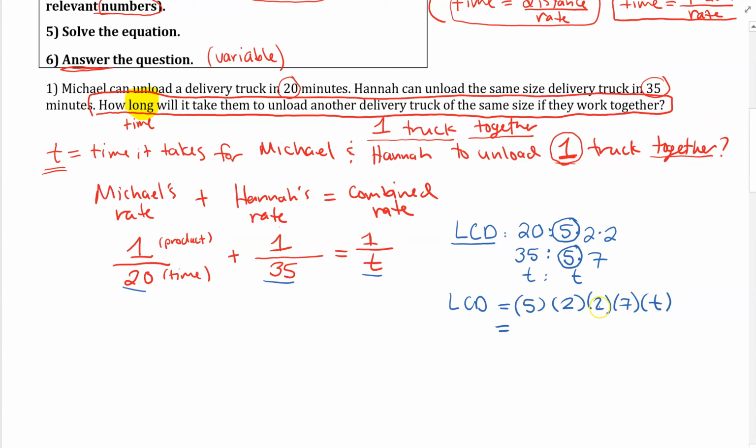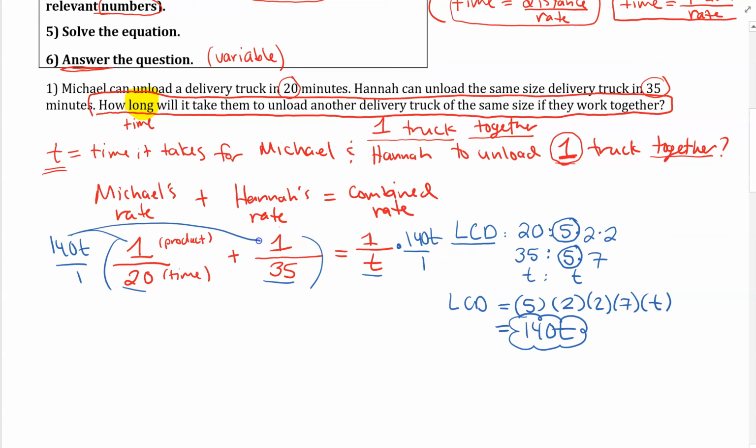5 times 2 is 10, and then 2 times 7 is 14, and then 10 times 14 is 140T, because I also need to multiply by T. So this right here is my LCD, and I'm going to take that LCD and multiply it to both sides of the equation. So I multiply it to this side, and then I'm going to multiply it to all of this side over here.